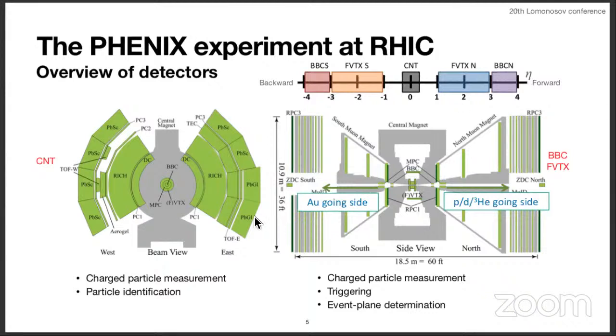The PHENIX central arm, which we call CNT, is covering the mid-rapidity range, and the FVTX and BBC are covering the south and north backward and forward rapidity areas. And because of their design, even in the same detector, which we call the FVTX, the south and north arms are actually independent subsystems. So basically, we can use five independent subsystems to calculate V2.